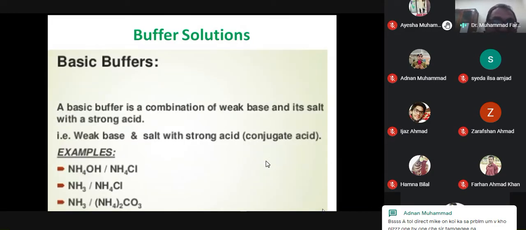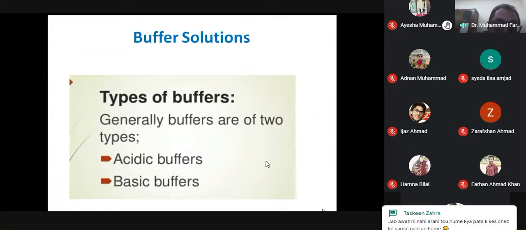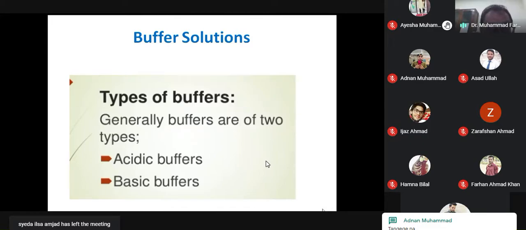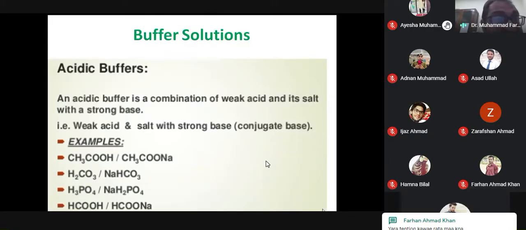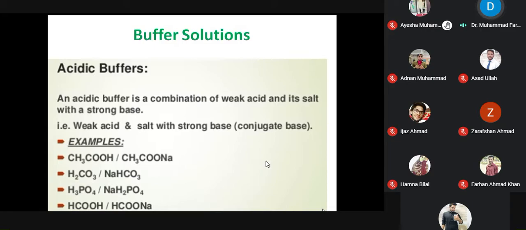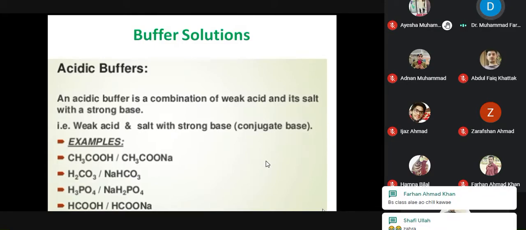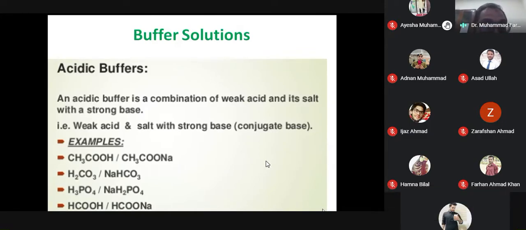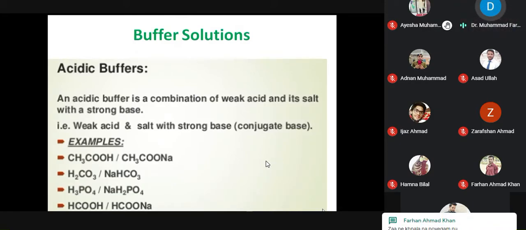For example, I said buffers are of two types. One is called the acidic buffer, and the second one is the basic buffer. We can divide the buffer solution into two: acidic buffer or basic buffer. So what is an acidic buffer? I said an acidic buffer is a combination of a weak acid, for example CH3COOH, and its salt, which contains its conjugate base. CH3COO negative is the conjugate base, if you remember.